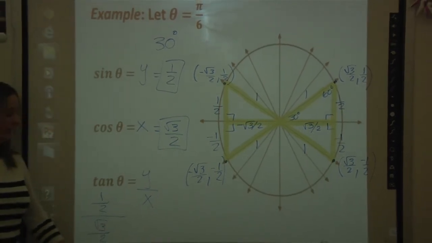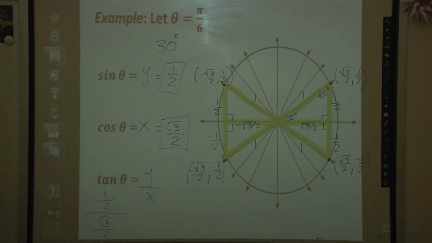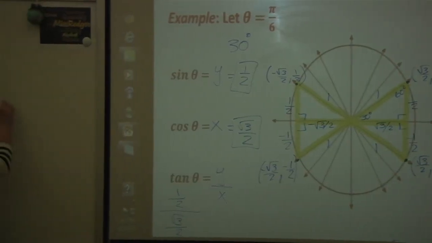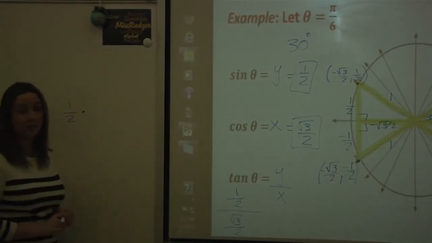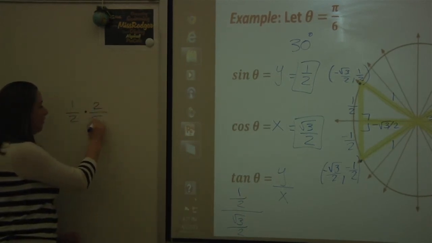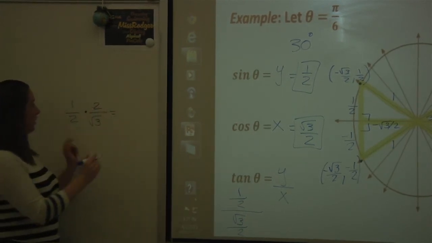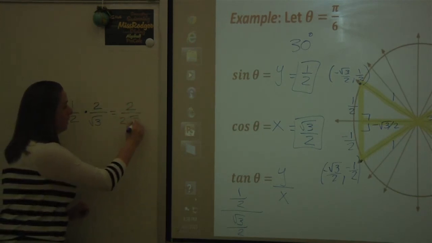We need to manipulate this. We can't leave our final answer like this. So we're going to do a little bit of side work. I'm going to change this to be 1/2 times, make it a multiplication problem, the reciprocal of this, which is going to be 2 over radical 3. 2 times 1 is 2. Radical 3 times 2 is 2 radical 3.